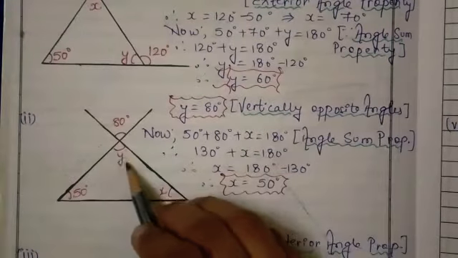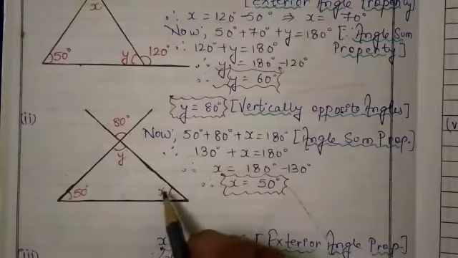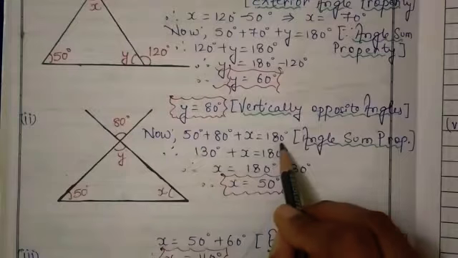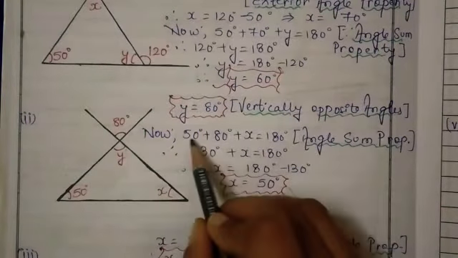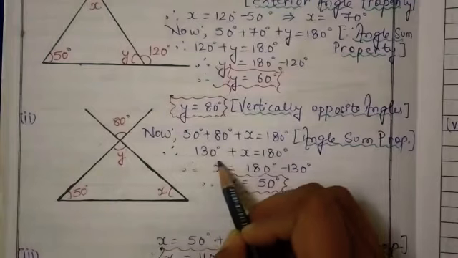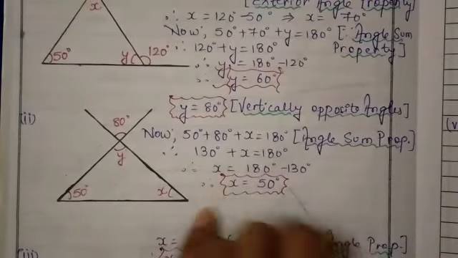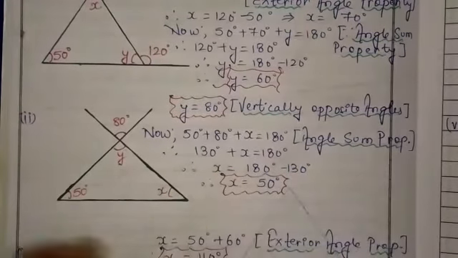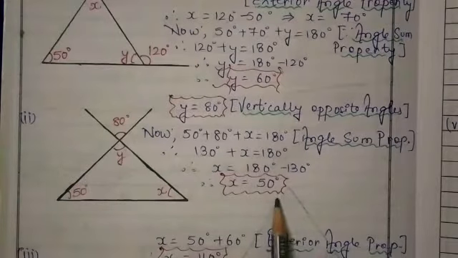Now since we know the value of y, we can use the angle sum property to find the value of x. So 50 plus 80 plus x will give me 180 as per the angle sum property. Next, adding both the numbers we get 130, remaining terms as it is. Now again, in order to get the value of x, transpose 130 to the right hand side, and on subtracting we get the value of x as 50. So x turns out to be 50 in this case.